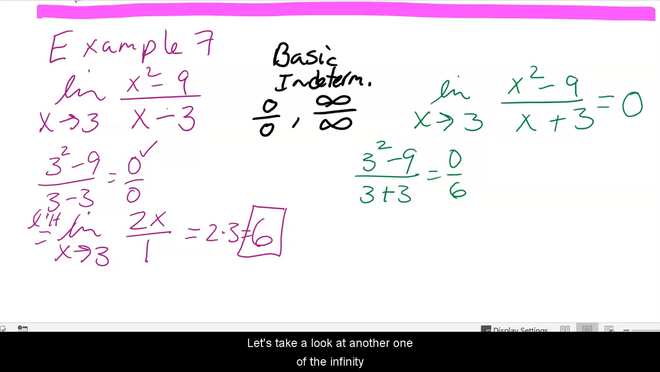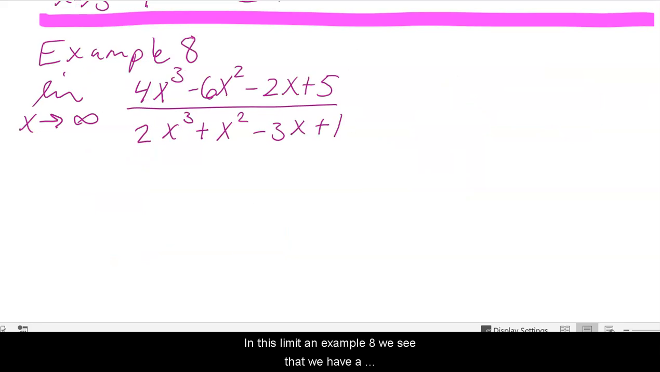Let's take a look at another one of the infinity over infinity forms. In this limit in example 8, we see that we have a polynomial divided by a polynomial, and we do also have a limit at infinity because x is approaching infinity. In these cases, we usually apply what we call the Bill Gates rule, which means that as x goes to infinity or negative infinity, only the highest degree terms in the numerator and denominator matter. Let's see if L'Hopital's rule gives us a justification for why this is true.